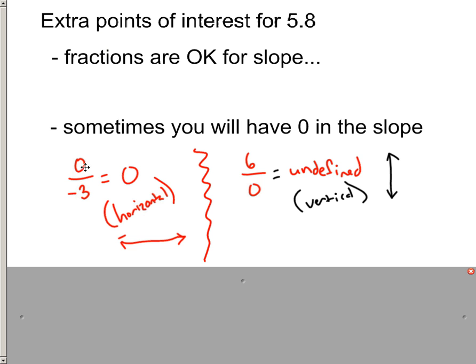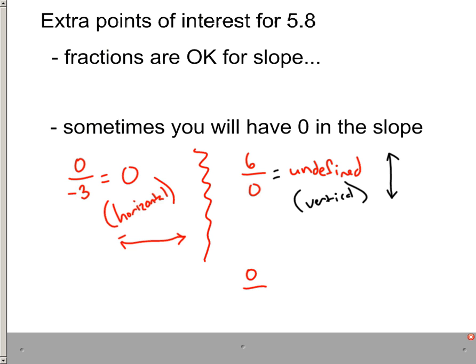Anytime that 0 is on the top, we can go ahead and say it's a 0 slope. There is the occasional 0 over 0, but you really shouldn't be getting that in these types of problems, because in order to have that happen, you're using the same point twice. But it'd still be a 0 slope.